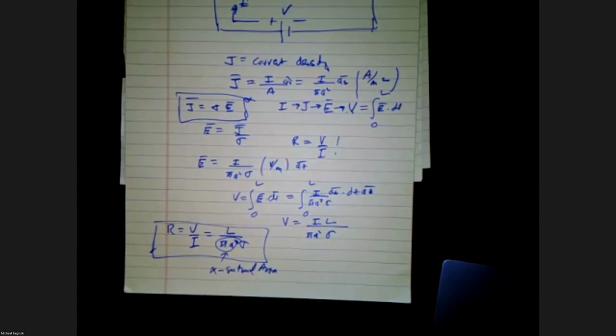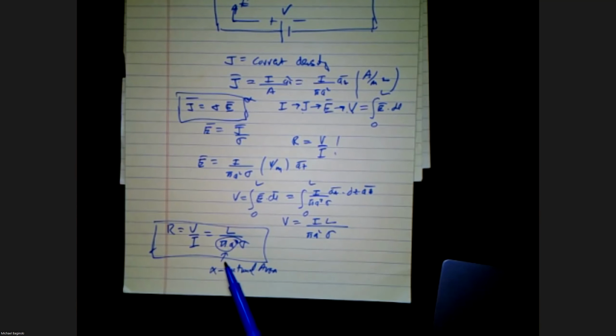All right. That cross-sectional area right there, if you have a square wire, as long as the cross-section is constant, or an elliptical wire, it doesn't matter. As long as the thing has the same cross-section over the length, this is how you calculate resistance.